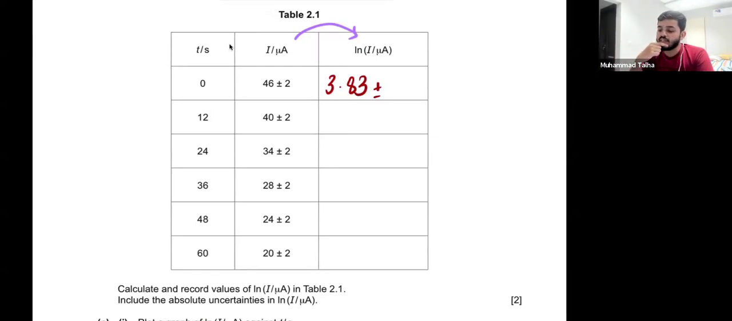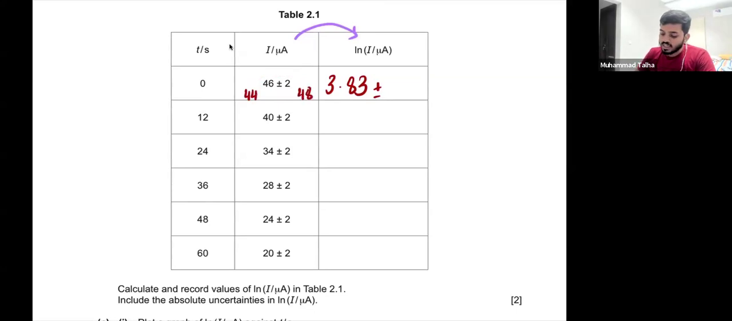Another thing with the ln tables is for finding the uncertainty. Because you have I, you'll also be expected to find the uncertainty in ln I. You can't use a formula anymore, right? So what you have to use is what I call the max-min method. Basically, this value shows you that it could be 46 plus 2 as a max and 46 minus 2 as a min. So you basically have this value going from 44 all the way to 48.